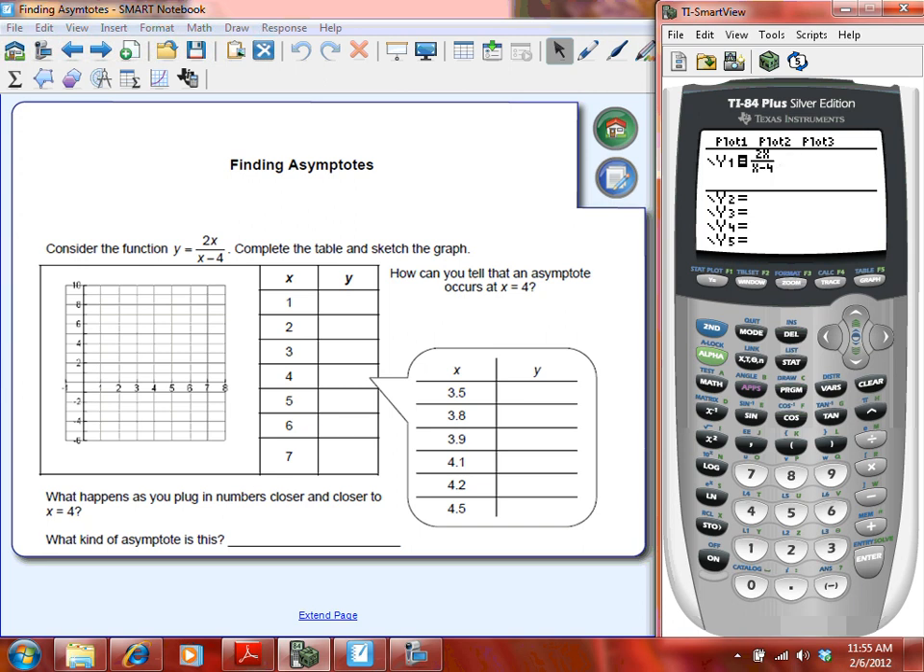All right, what we're going to do first is complete the table. So let's go to second graph so we can take a look at the table. What I want you to do is fill out the table on your handout here. I want you to fill in the y values when the x values are 1, 2, 3, 4, 5, 6, and 7. So go ahead and fill those out for me real quick, and then we'll talk about it.